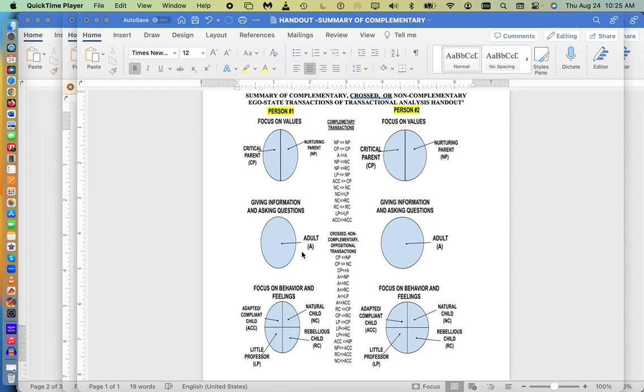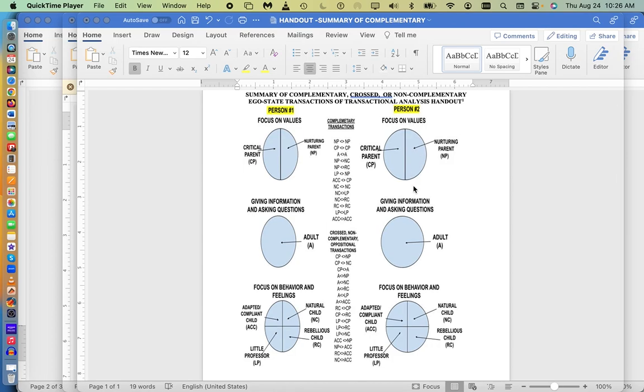However, at any time the adult in person number 1 interacts with a person from a different ego state, like the adult to the nurturing parent in number 2, or the natural child, those transactions become non-complementary and cause friction or conflict. Let's give you an example. Let's say person number 1 and person number 2 are talking about the topic of abortion and are asking each other questions or giving each other information about abortion.